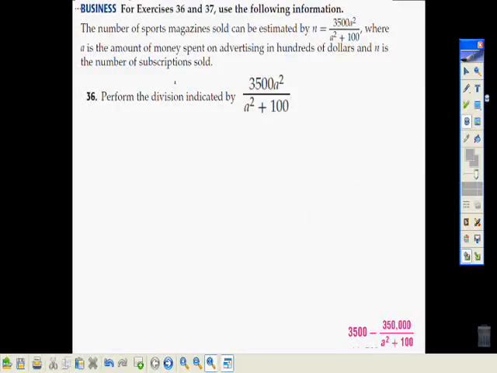Problems 36 and 37 on page 329. I had a few questions about this. To work through this, first of all, we just got an equation and we want to divide it.